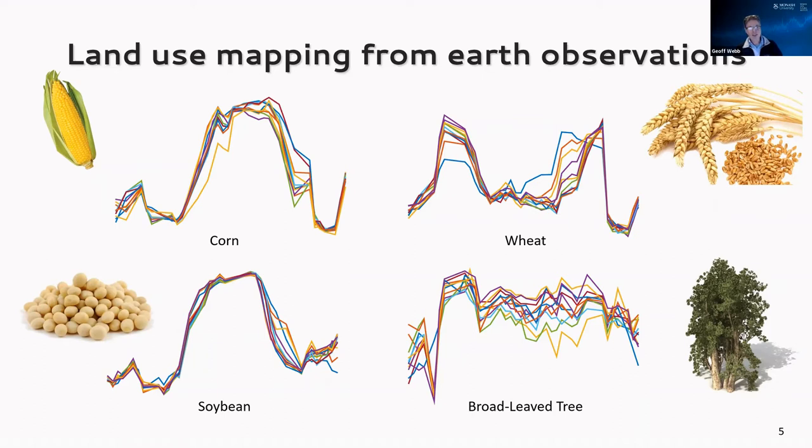Now, it turns out that you cannot readily distinguish, say, corn from soybean by what you observe in pixels for each at any one point in time. Rather, you need to look at how they evolve over time. What is displayed here is, each of these lines represents the evolution of a single pixel in an image. Each of these lines are corn pixels, each of these lines are soybean pixels, each of these are wheat pixels, and each of these are broadleaf tree pixels. So you can see that corn shares an overall similar shape, soybean shares an overall similar shape, etc.